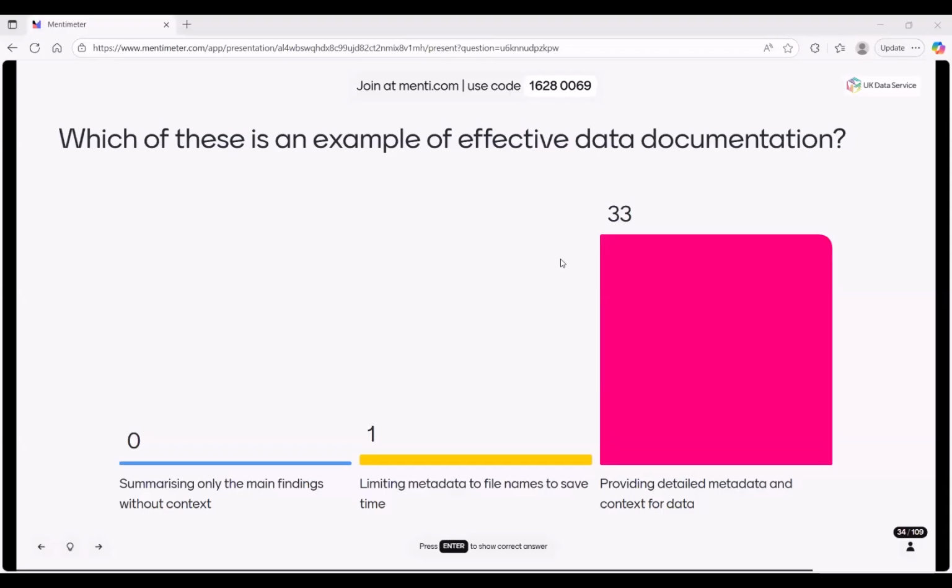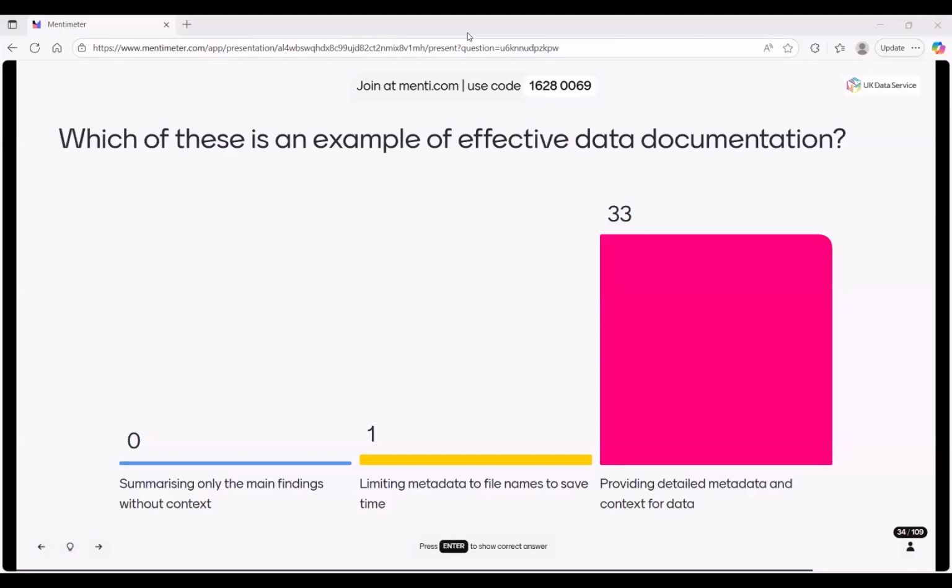Providing detailed metadata and context for data is an example of effective data documentation because it explains the who, what, when, where, why, and how of the data set. So it's important. Metadata describes important details such as how the data was collected, meaning of variables, units of measurement, and any processing or cleaning steps taken. So that is, I think, correct. Thank you very much.